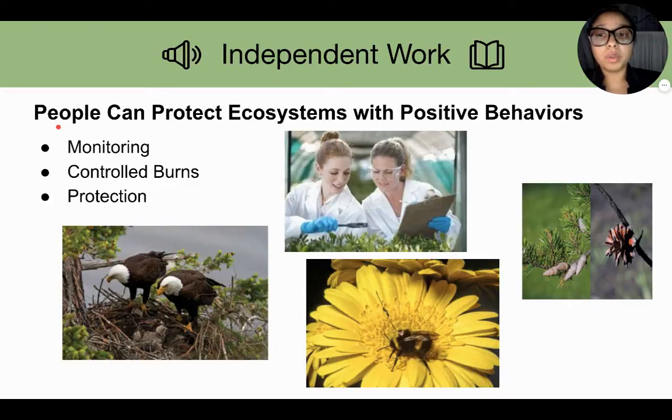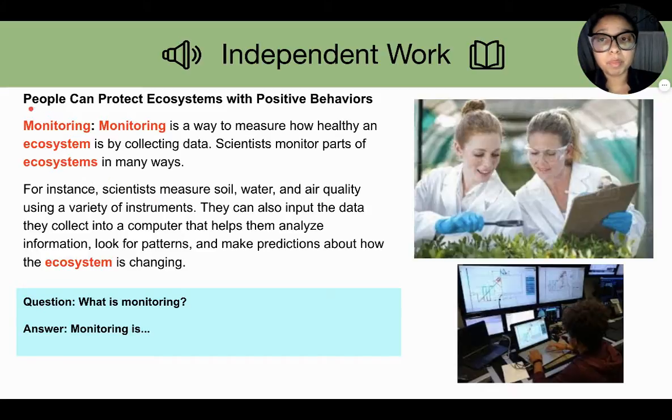So today we're going to learn more about the positive behaviors that people or humans can have on an ecosystem. People can protect ecosystems with their positive behaviors, such as monitoring, using controlled burns, and using all forms of protection. People can protect ecosystems with positive behaviors. As I read this section, I want you to quietly read along with me. When I am finished, you can pause the video and read this section to yourself. Then you can answer the question at the bottom of the slide.